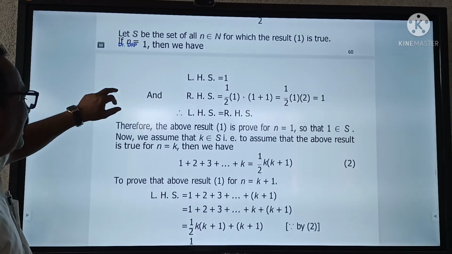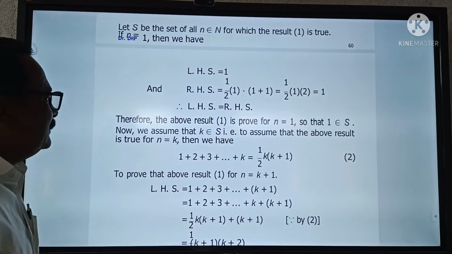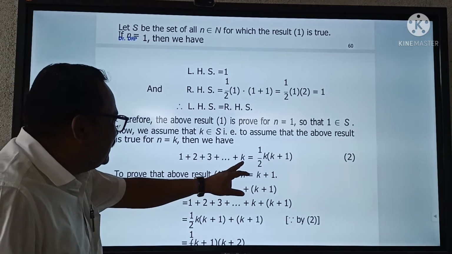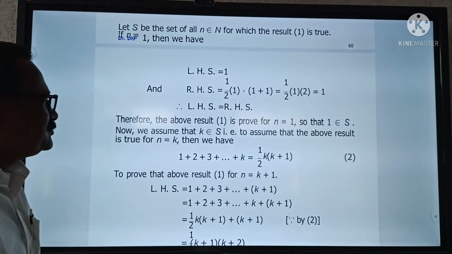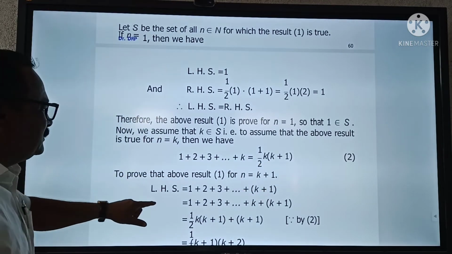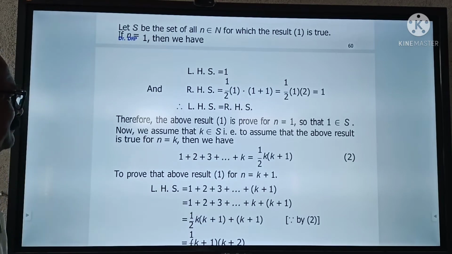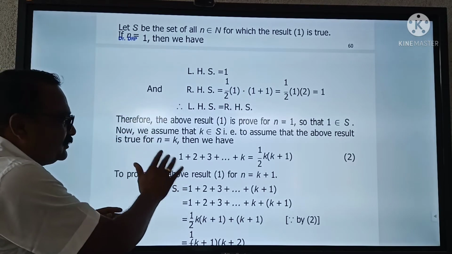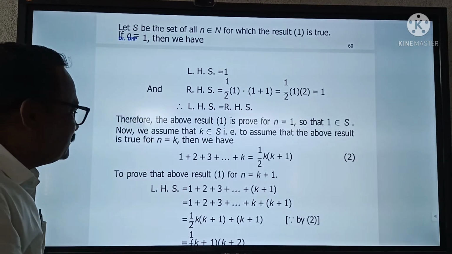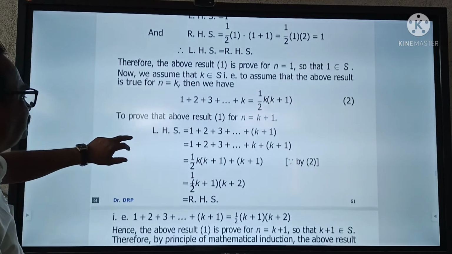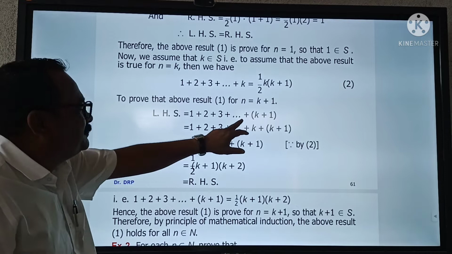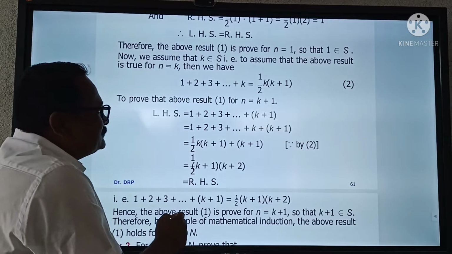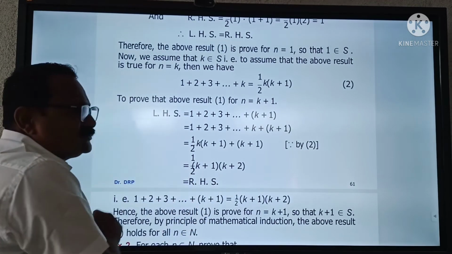Now assume that k belongs to S. That is, assume the above result is true for n equal to k, meaning the sum of the first k natural numbers is k into k plus 1 divided by 2. We have to prove this result for n equal to k plus 1. So the left hand side is 1 plus 2 plus 3 up to k plus 1. We have to prove that the sum of the first k plus 1 natural numbers is k plus 1 into k plus 2 upon 2.